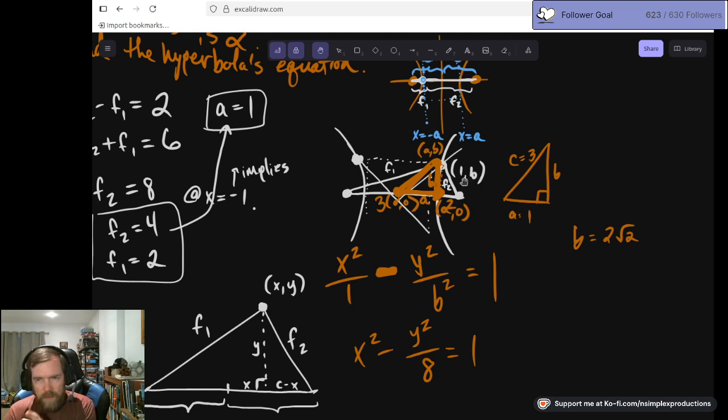So we knew that 1, b was going to be on the hyperbola. So we plug in 1 here. We end up with a 1. That subtracts off, becomes 0, and y is 0. Okay, that was not what I wanted. Okay, well that's true because that's this point here. Okay, never mind. So 1, b was not on the hyperbola itself. Interesting.